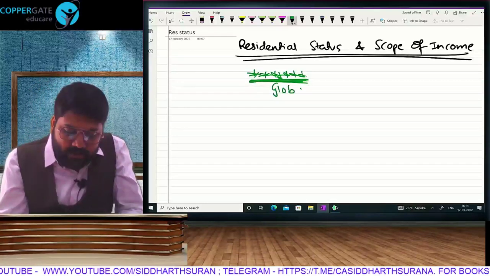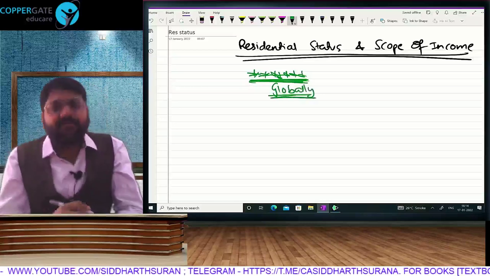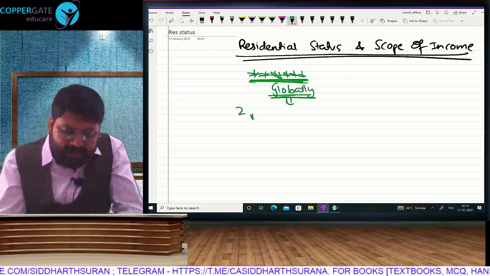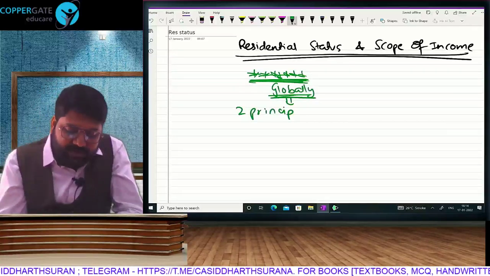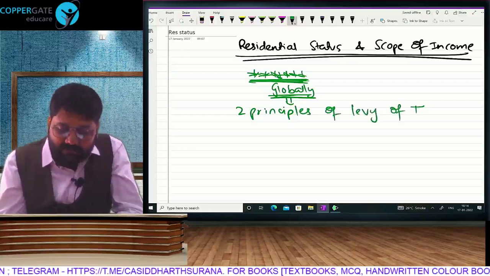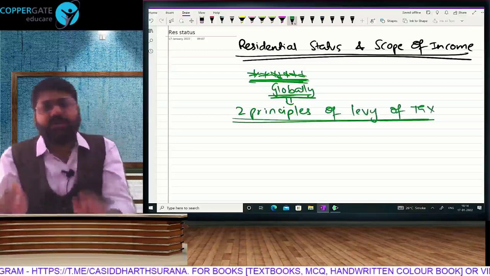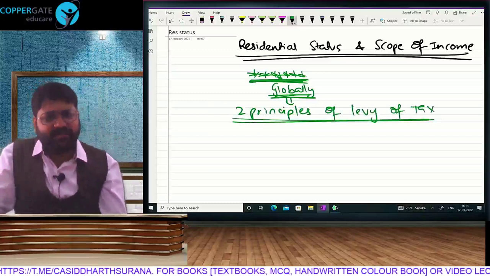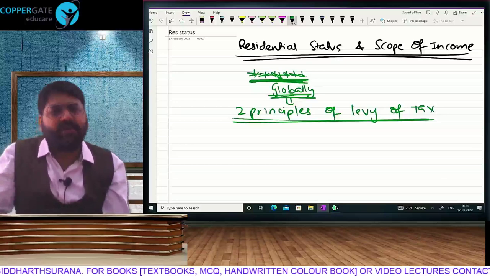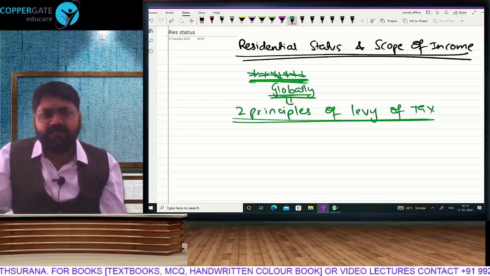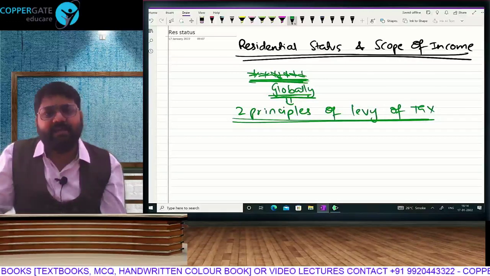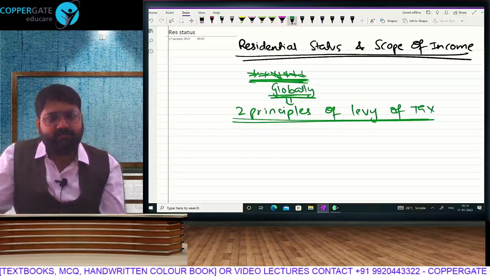Globally, that means worldwide, there are two principles on the basis of which governments collect tax. Obviously, we are supposed to study only the Indian Income Tax Act 1961. We are not interested in the Income Tax Act of Pakistan, New Zealand, Australia, Bangladesh or Nepal. But once we talk about international tax, we need to know a little about everything.